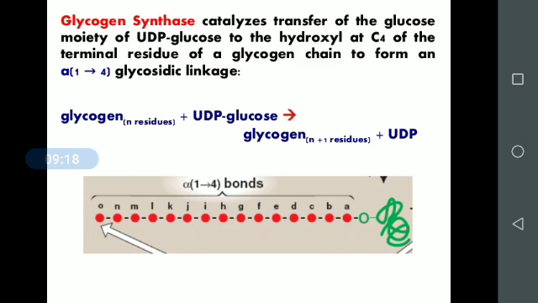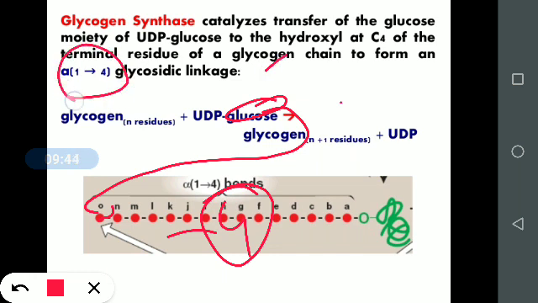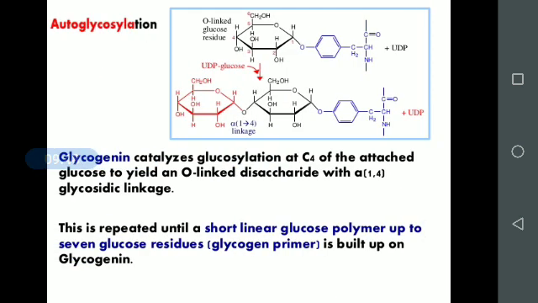So it catalyzes transfer of the glucose moiety of UDP glucose. Whatever the UDP glucose, the UDP is carrying the glucose molecules. These glucose molecules will come and attach to the 4th carbon hydroxyl group of the terminal residue of the glycogen chain to form an alpha 1,4 linkage. That means whatever glucose molecules are coming will attach to the C4 again.